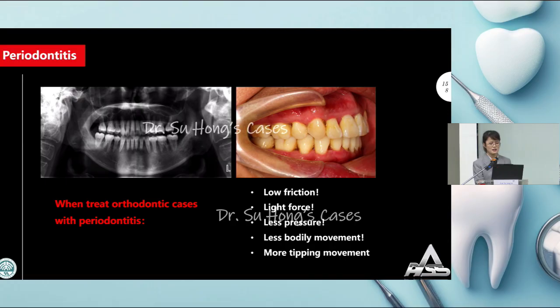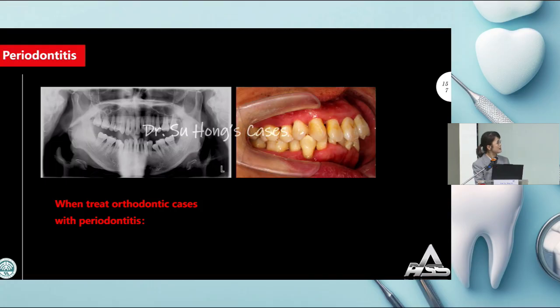I think the stress increases with alveolar bone loss, especially when the loss goes beyond the cervical 1/3 of the root, which remains while retracting maxillary anterior teeth. Typically, we need low friction, light force, less pressure, less bodily movement, and more tipping movement. So all of these mean the PASS technique is very suitable for cases with periodontitis.